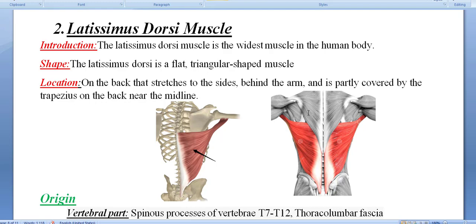What is its location? It's located on the back and stretches to the sides behind the arms, and is partly covered by the trapezius muscle on the back near the midline. Above it you can see the trapezius muscle, which we discussed in the last lecture, and this is the latissimus dorsi, the big flat triangular muscle. So that was about shape and location.